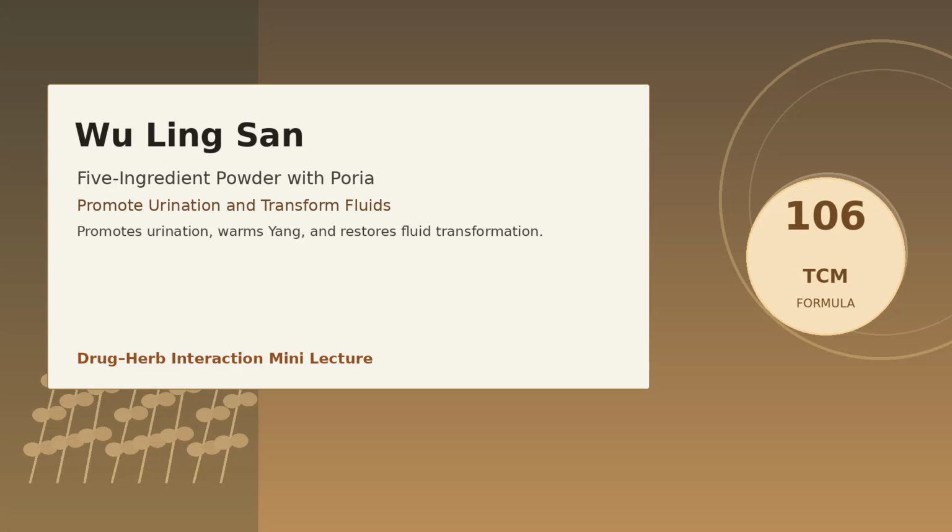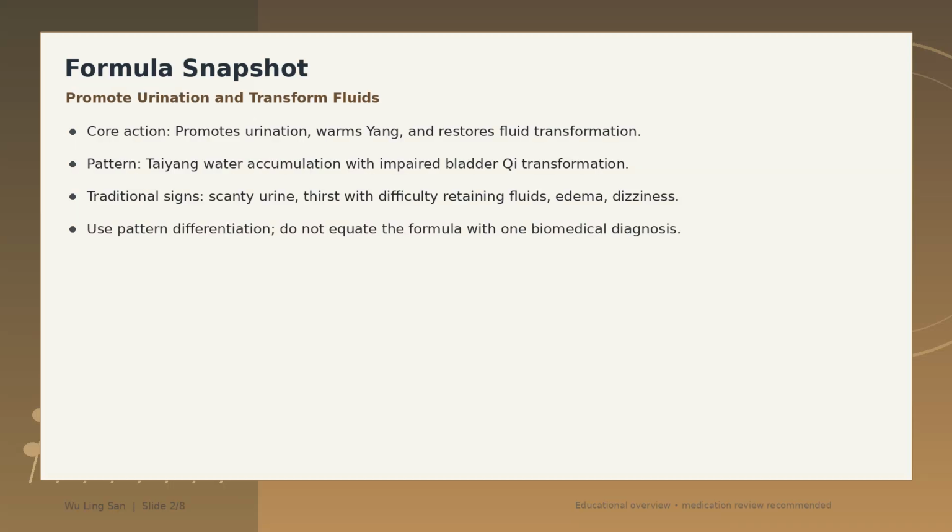This mini-lecture focuses on the formula logic, recognizable pattern features, and practical drug-herb interaction screening. It is an educational overview, not an instruction to self-prescribe. Start with the pattern rather than the disease label. The traditional target pattern is Taiyang water accumulation with impaired bladder chi transformation.